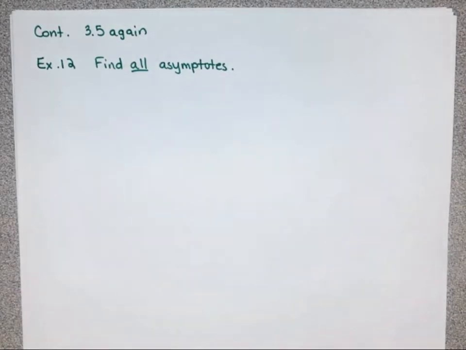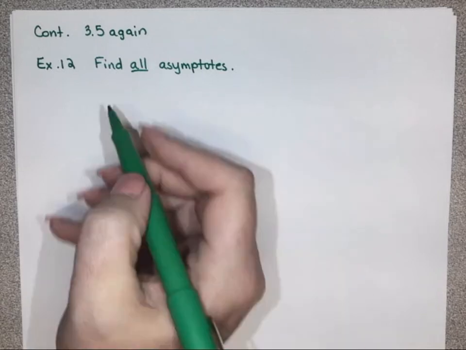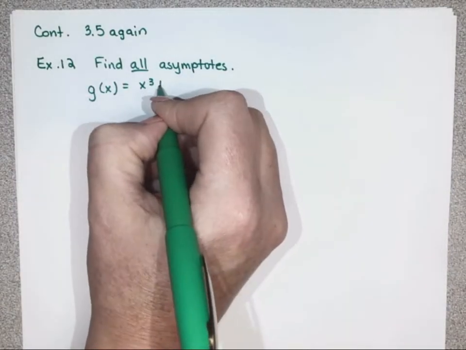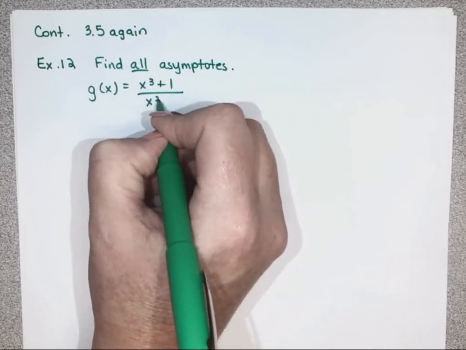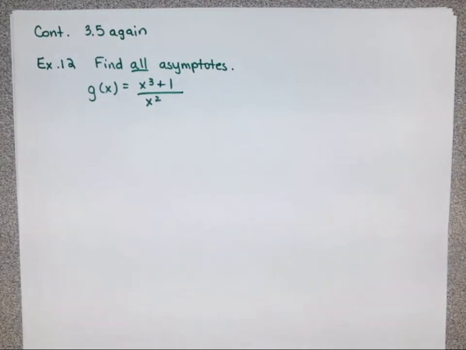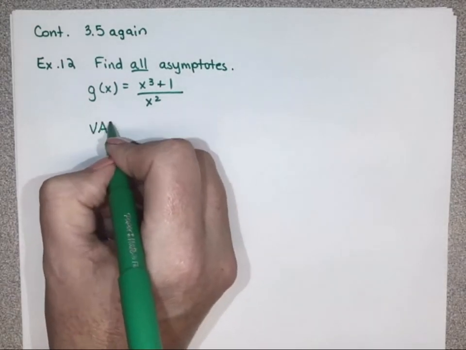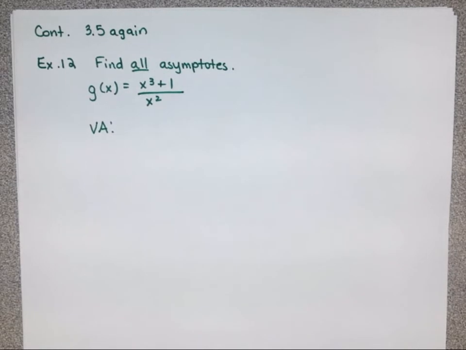So when I say find all asymptotes, that means I want you to tell me the vertical, the horizontal, and the slant ones. Okay, remember slant asymptotes don't exist with every type of equation. So let's say that I gave you this equation: x cubed plus 1 over x squared. Okay. So let's just kind of run through our list, right? So I'm going to remind you of how we do these.